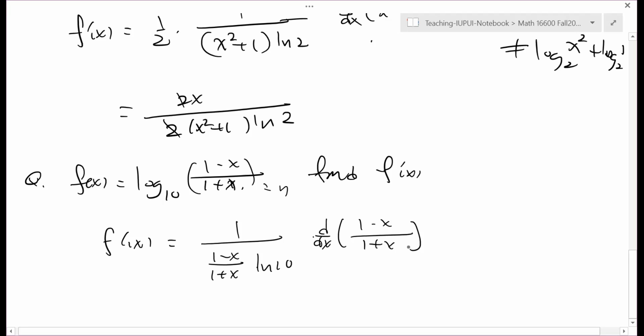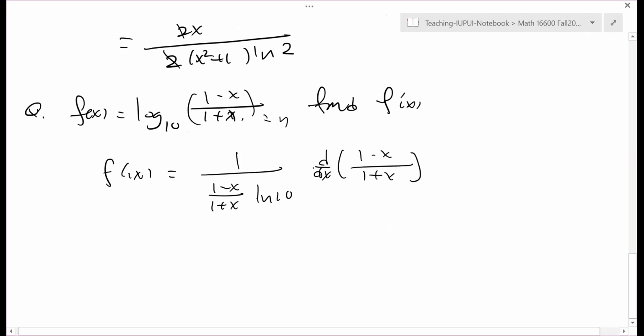Then you have to find the derivative of this function. You get a more complicated expression, but that's what I saw on the exam. Some students do it this way. This is just more complicated, so we are not going to continue this way. So I'm going to modify this function.